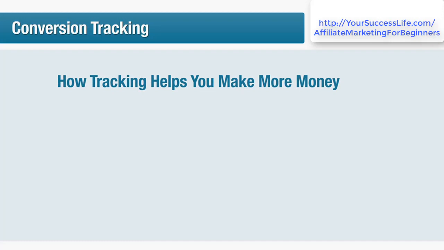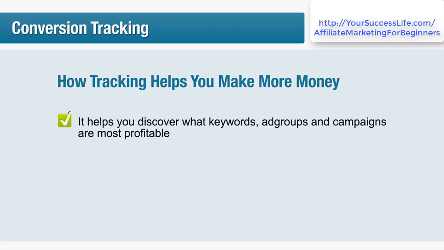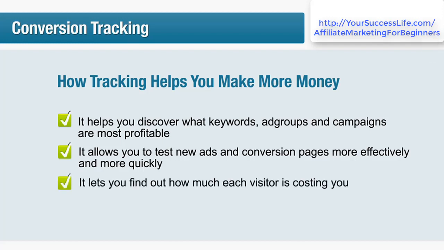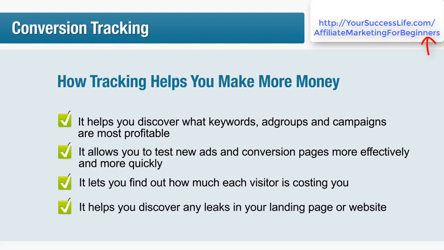At the most basic level, tracking helps you find out your return on investment and where money is best spent. It helps you discover what keywords, ad groups, and campaigns are most profitable. It allows you to test new ads and conversion pages more effectively and more quickly. It lets you find out how much each visitor is costing you, and it helps you to discover any leaks in your landing page or website.